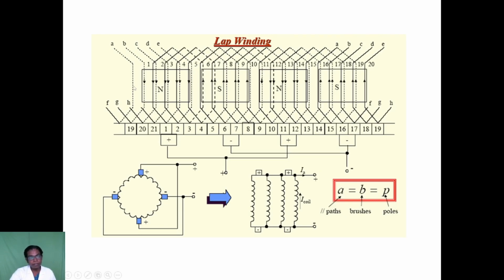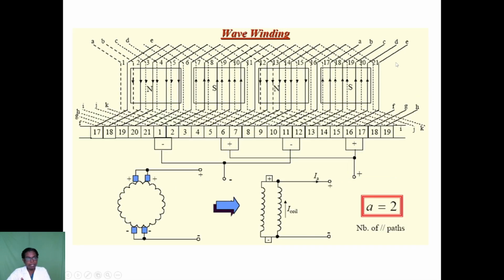So the lap winding is a parallel connection. So all are separately connected. And wave winding is a series connection. Each and every one is connected in series, one to another. Okay, so this is a wave winding.